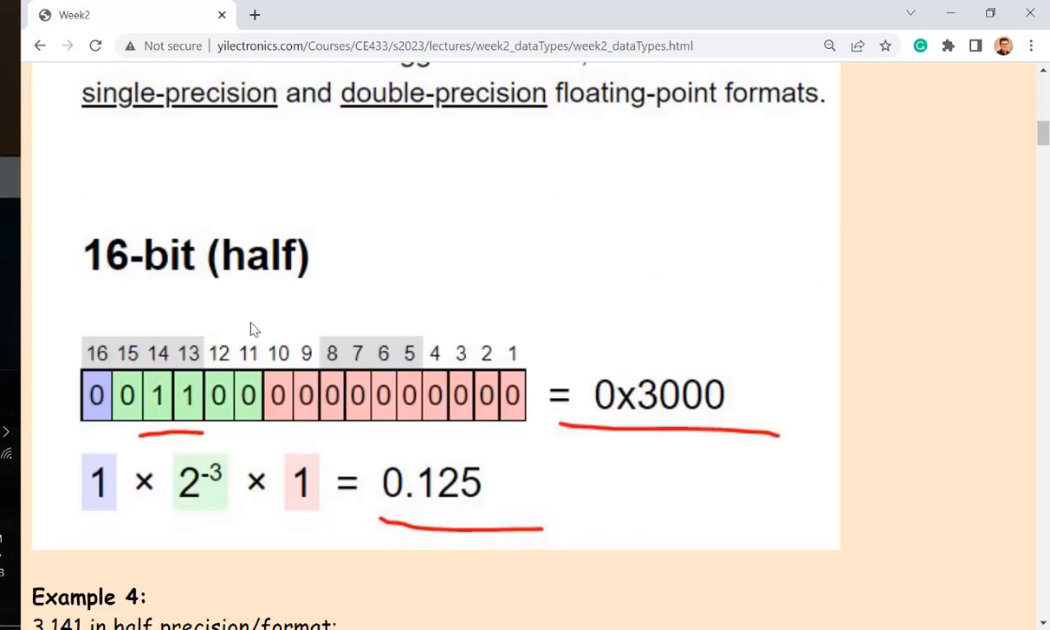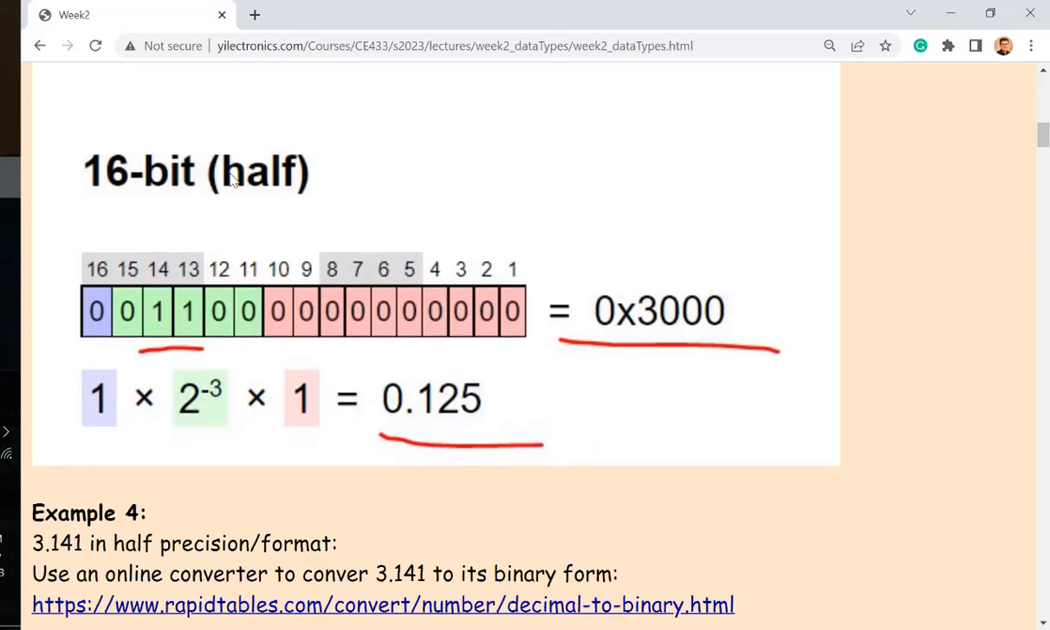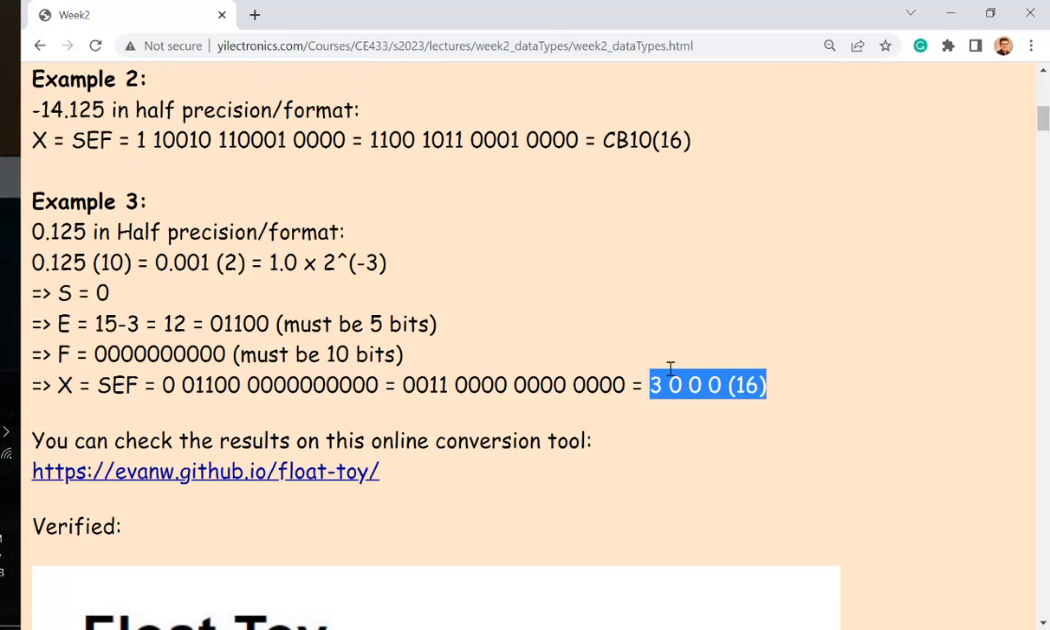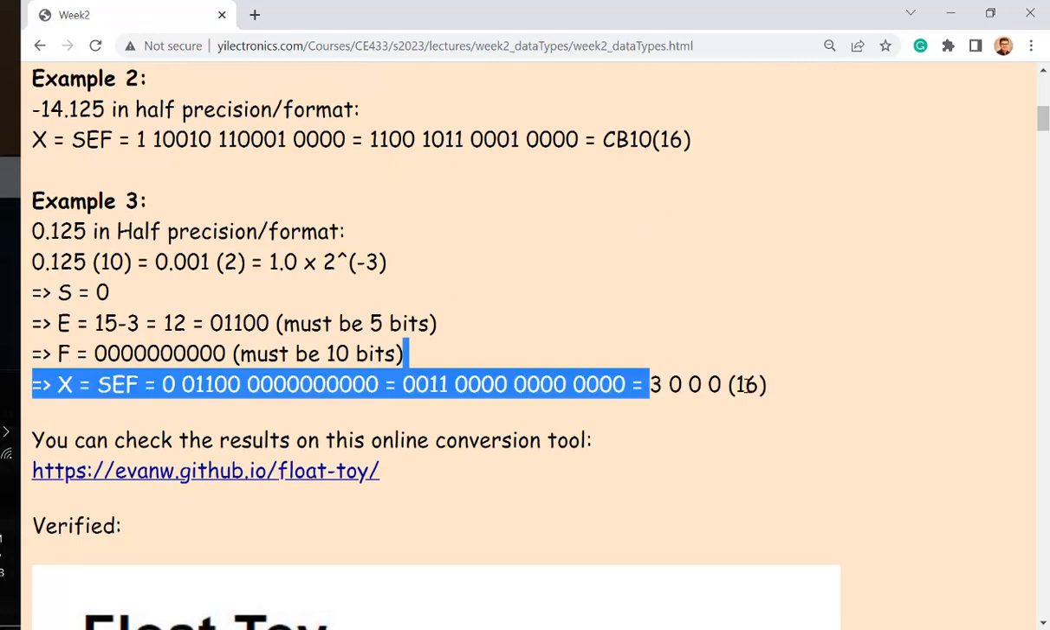Float toy. Use a half precision 16-bit format. I can see 0.125 gives you a hex number of 3000. That's what we got. Okay.